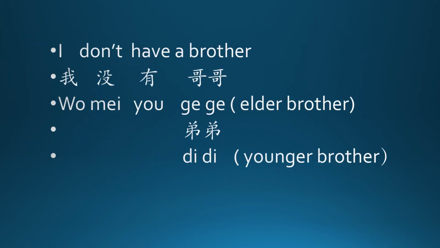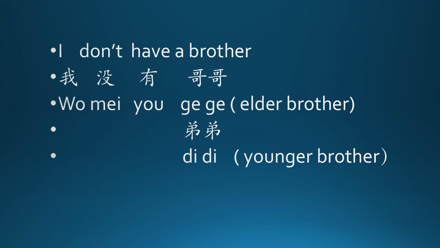Now, let's have a look at how to use I don't have in a sentence. I don't have a brother. It's the same as sister. You would have to specify an older brother or a younger brother.